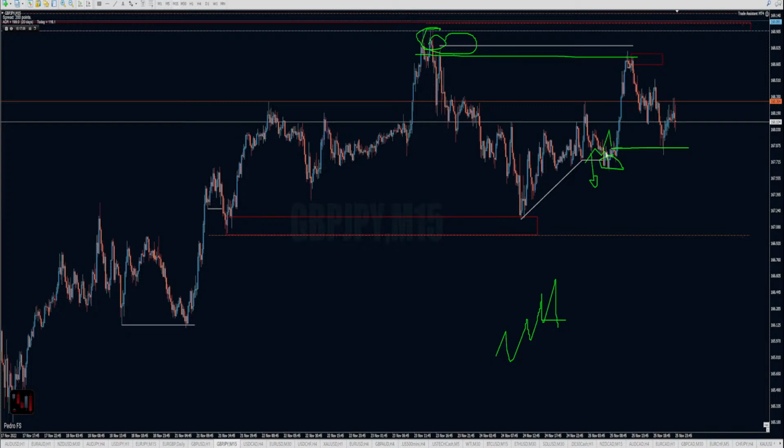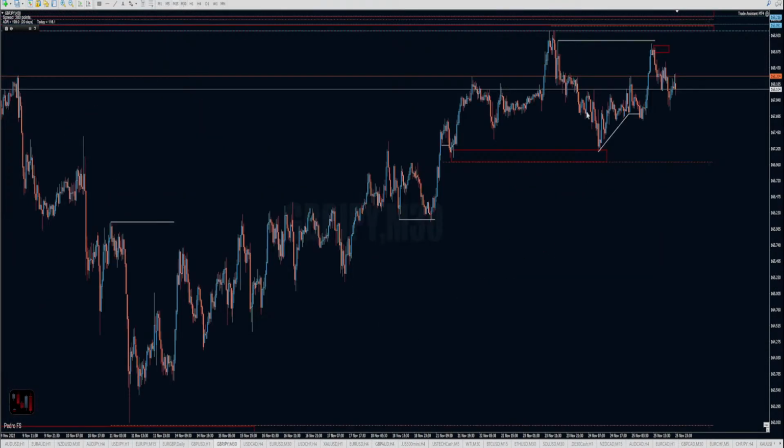If price just keeps respecting, just delete everything again. If price just keeps respecting this demand, for example, if price comes here, respects the demand, goes up, keeps respecting every single one, there's a higher probability that price is just going to continue to go higher. So this is a nice clue.